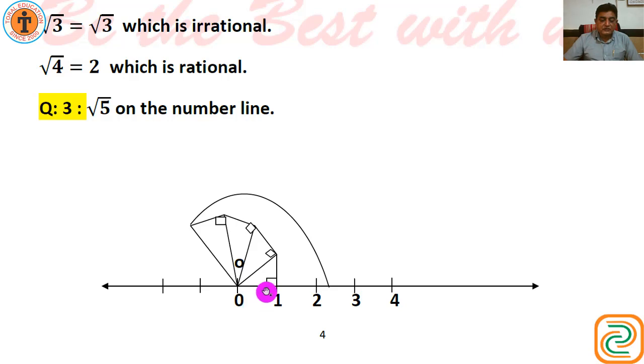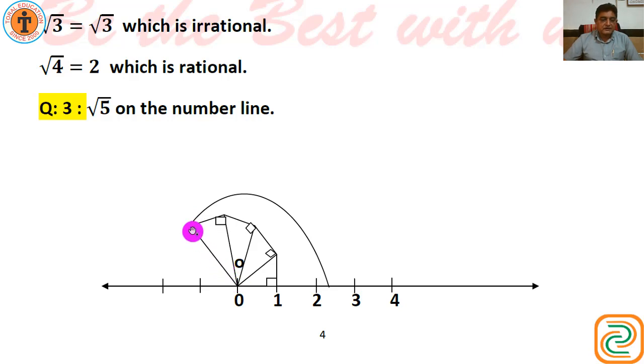Square of 1 is 1, square of 1 is 1. 1 plus 1, that is 2. Then we take the square root of 2. This line is root 2. Again take 1 perpendicular to this root 2. Root 2 plus 1, that is root 3. Root 3 plus 1, that is root 4. This one is root 4. And root 4 plus 1, that is root 5. This line is root 5.